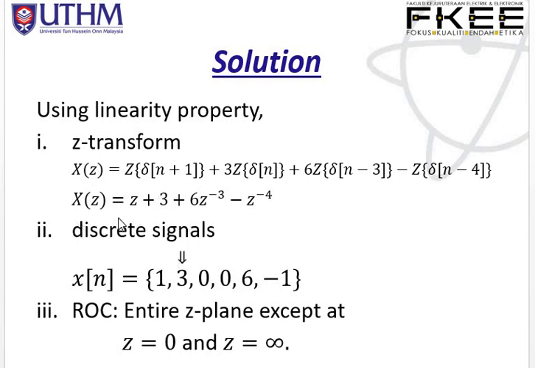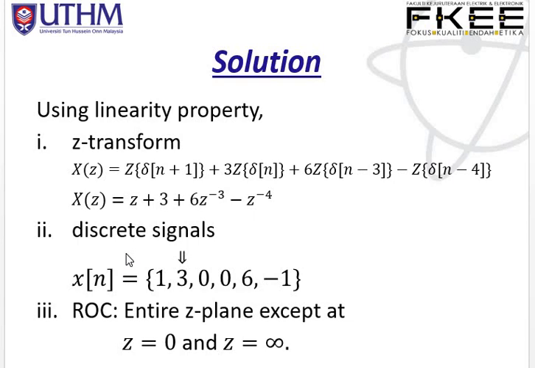And then you can find the discrete signal. Based on here, you can find the discrete signal. On the left-hand side we have n plus 1, so it's n equal to minus 1, you have the value of 1. Then at the origin you have 3, and then you have 6 at n equal to 3. So n equal to 1 and 2 don't have a value, so we fill in with 0. And then at n equal to 4, you have the value of minus 1.